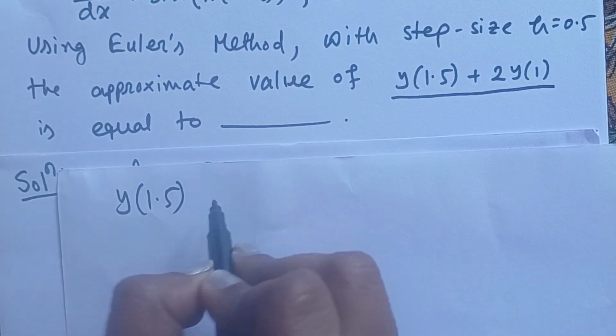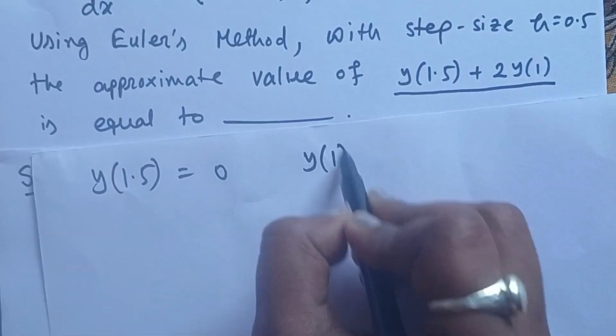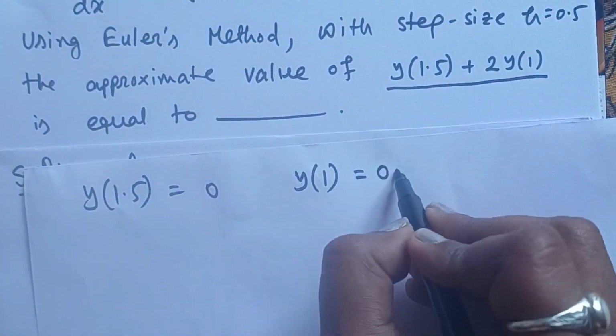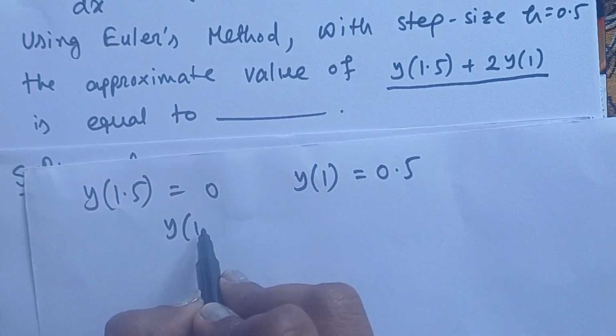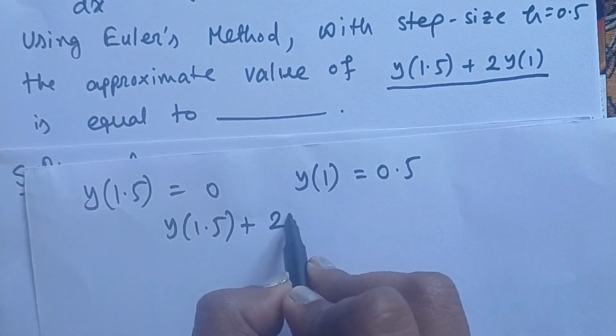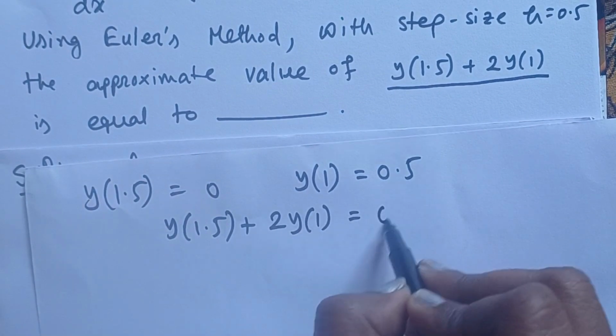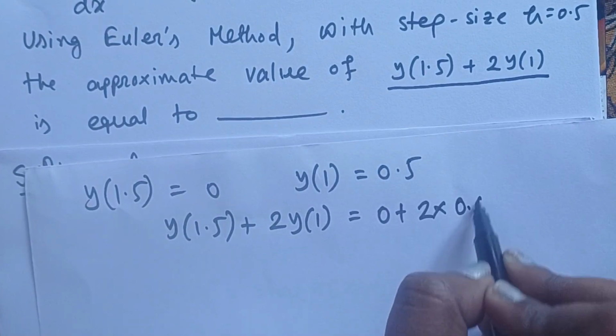Now we obtain y(1.5) equal to 0, y(1) equal to 0.5. So the final answer is y(1.5) + 2y(1) = 0 + 2 × 0.5, which is equal to 1.